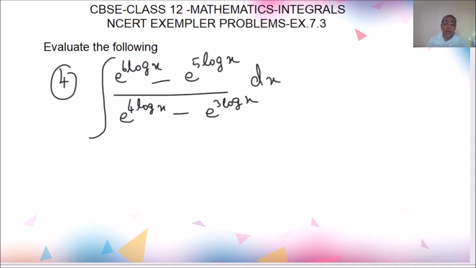Now let us see how we can do the fourth problem. The problem looks so big. Integration of e power 6 log x minus e power 5 log x divided by e power 4 log x minus e power 3 log x dx. Even though the problem looks so big, the simplification is very simple because you know the formula.